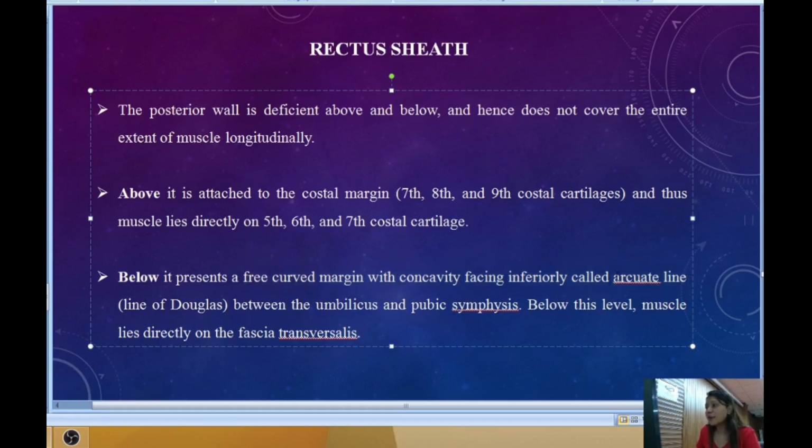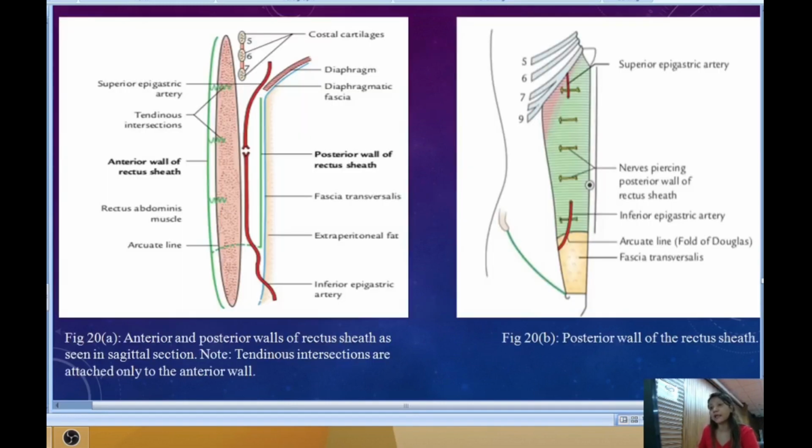So what is arcuate line? Next question asked in exam. What is arcuate line? Anyone kindly respond. What is arcuate line? It is written here. Between umbilicus and pubic symphysis, it is the curved margin of rectus sheath. Okay, the lower free curved margin of the rectus sheath is the arcuate line. You can see the arcuate line in the dissected body also when we dissect the abdomen.